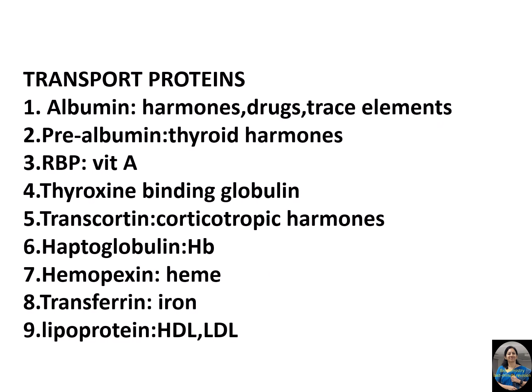Coming to transport proteins, there are a variety of transport proteins in the human body. The first one is albumin. It is involved in transportation of hormones, drugs, trace elements and heavy metals. Prealbumin transports thyroid hormones T3, T4. Retinol binding protein transports vitamin A. Thyroxine binding globulin transports thyroxine. Transcortin transports corticosteroid hormone. Haptoglobin transports hemoglobin. Heme is transported by hemopexin. Iron is transported by transferrin.